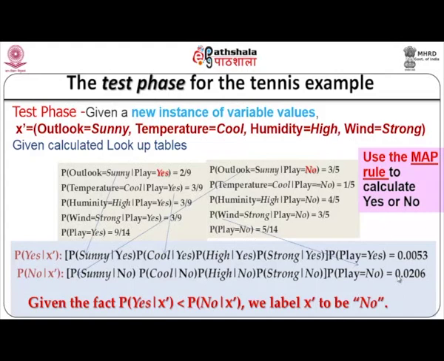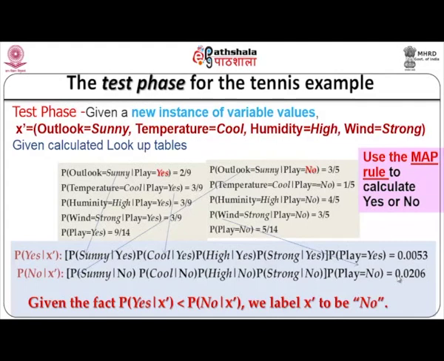Now, the test phase is given a new instance. What are we given? We are given that the outlook is sunny, the temperature is cool, the humidity is high and the wind is strong. Now, given these 4 values of the 4 attributes, you try to find out the probability of yes given this x dash. For that you have to find the probability of sunny given yes, cool given yes, high given yes, and strong given yes, and multiply it by the probability of play yes. So, you get a probability of 0.0053.